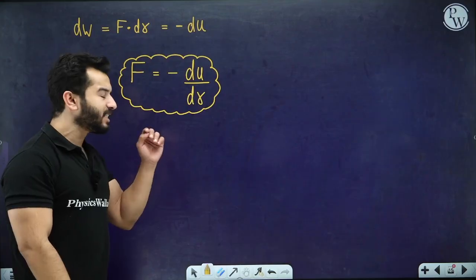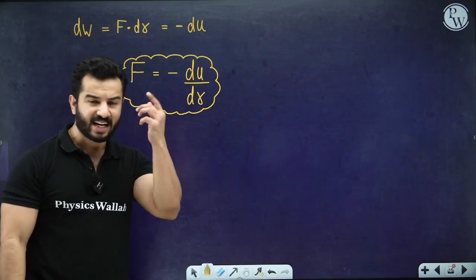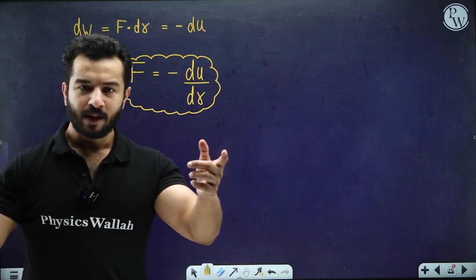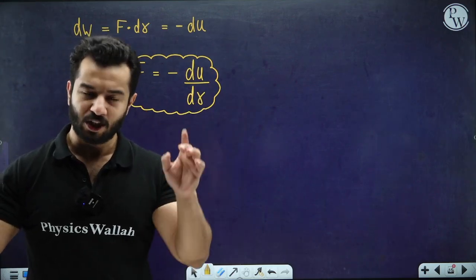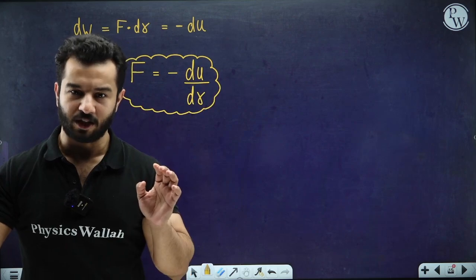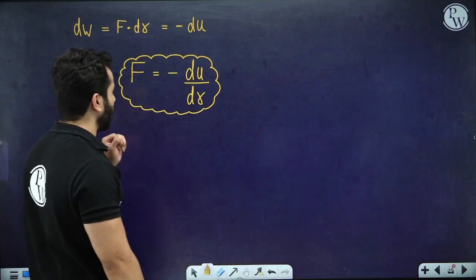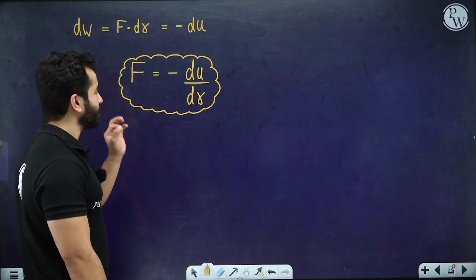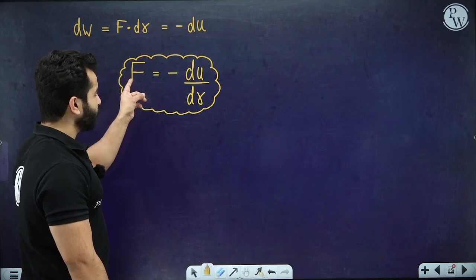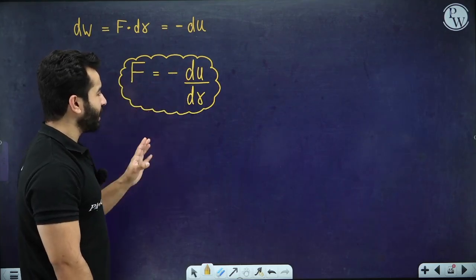What do we mean by this? You are going to come across this again in electrostatics in grade 12th. There you are going to talk about electrostatic force and electrostatic potential energy or potential gradient, right? Same thing. Now please understand what we mean by this. This is the conservative force, this is negative times du by dr.